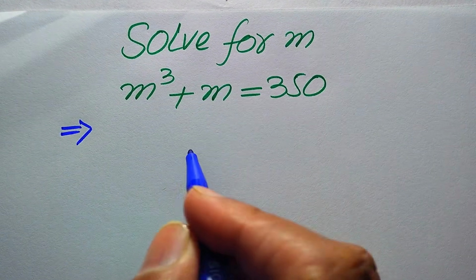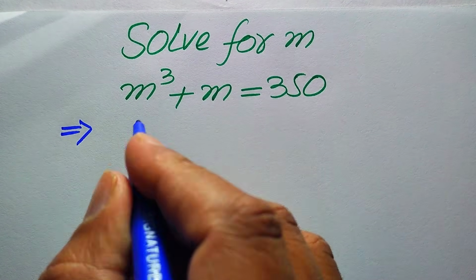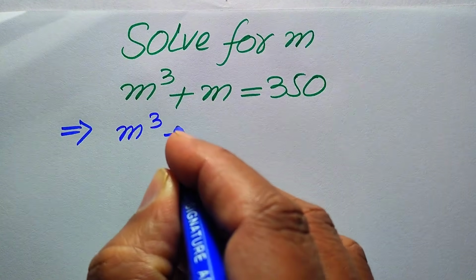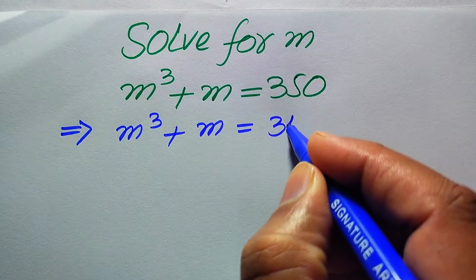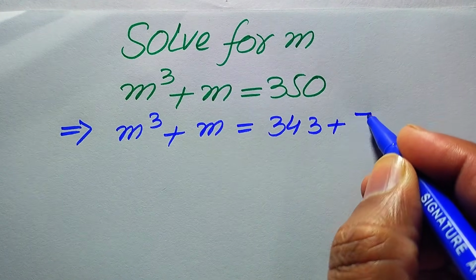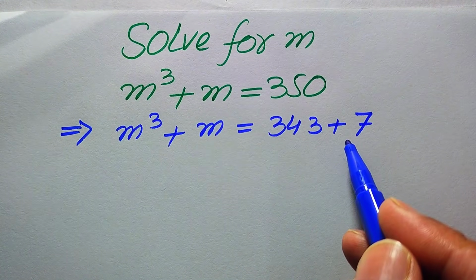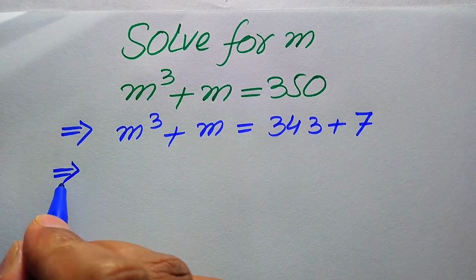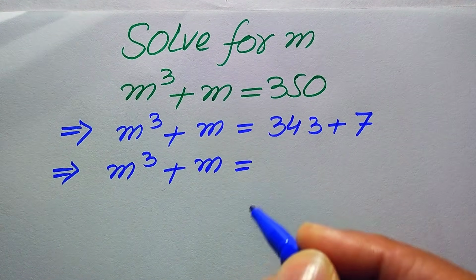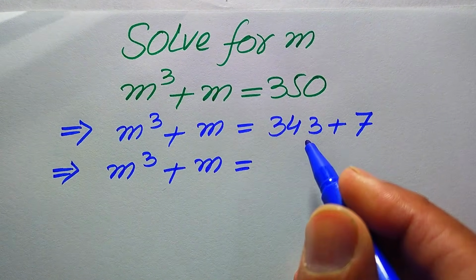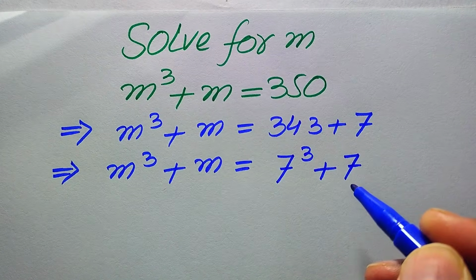The very first thing we are going to do is focus on the right hand side, which is 350, and we write 350 in this form: 343 plus 7. We break 350 in the form of 343 plus 7. Further, we need to make the prime factors of 343, and we know that 343 is 7 cubed, so it becomes 7 cubed plus 7.